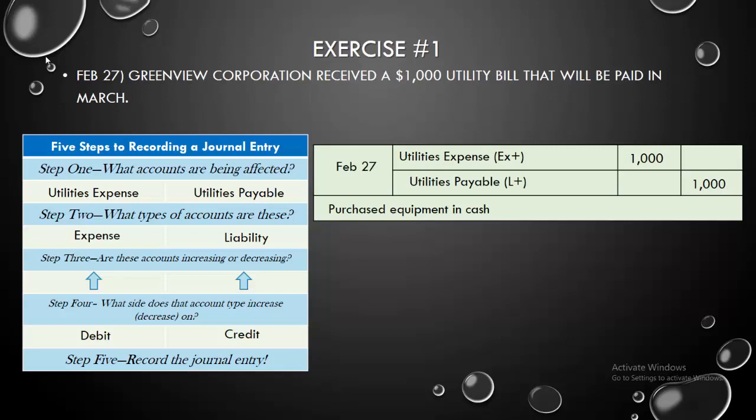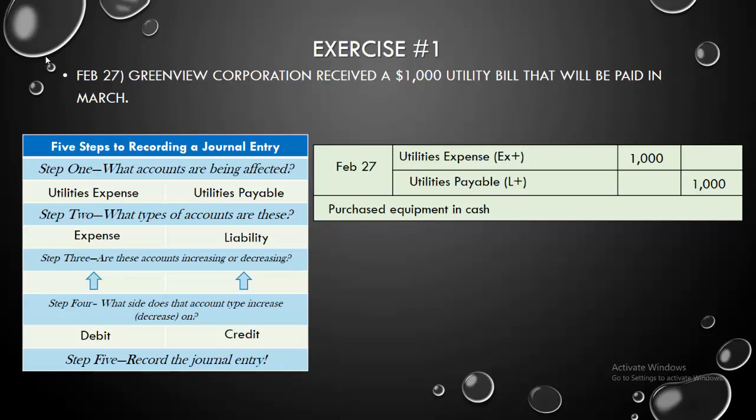On February 27th, Greenview Corporation is going to receive a $1,000 utility bill that they're not going to pay until the following month of March. But that bill is for utilities that we use during the month of February. And the matching principle by GAAP says that we have to record expenses in the same period that they help us earn revenues. So even though we're not going to pay this bill until March, because those February utility expenses helped us earn revenue in February, expense has to go on February's books, which means we need to record the utility expense during the same month that we actually use the utility.